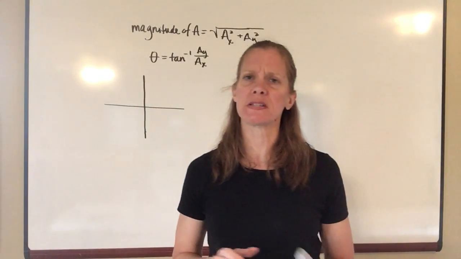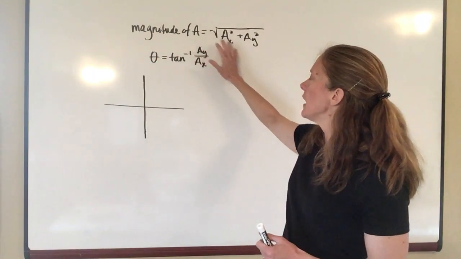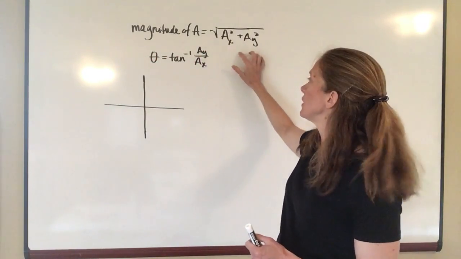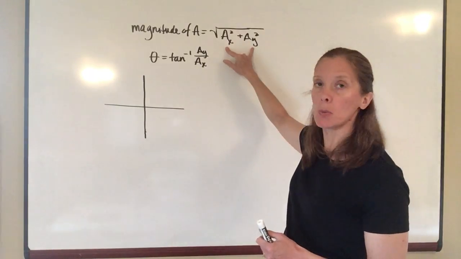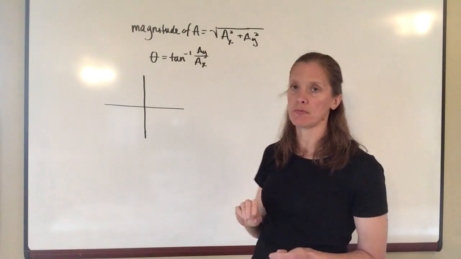The two formulas that he gives you in the book: the magnitude of the vector, you're just going to take the Pythagorean theorem and take the x component, the y component, square them, and then take the square root of that to find the magnitude of the vector.